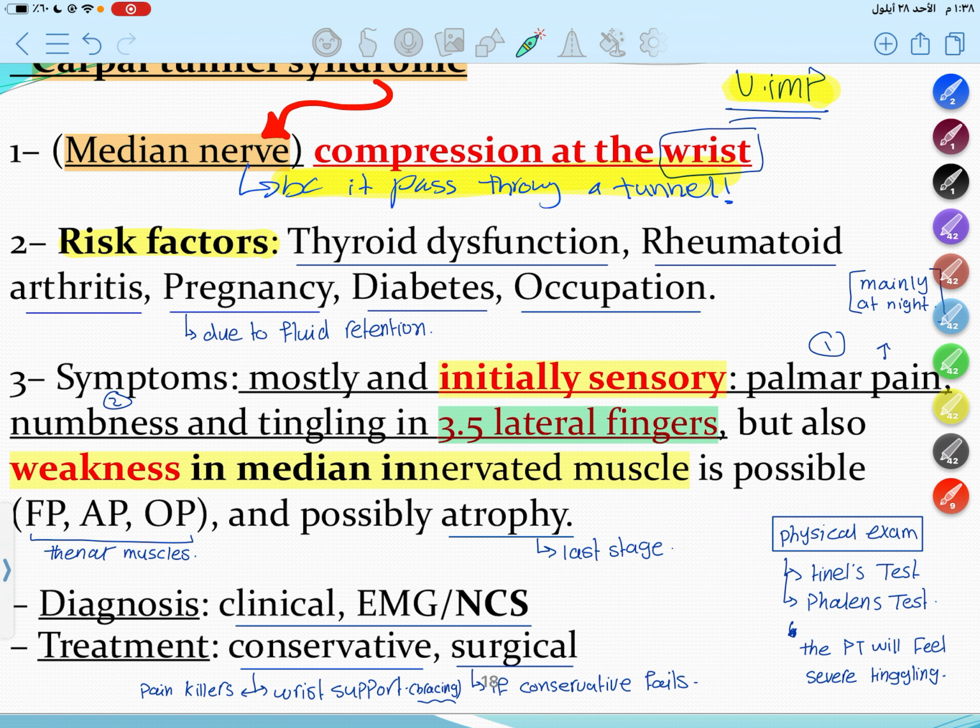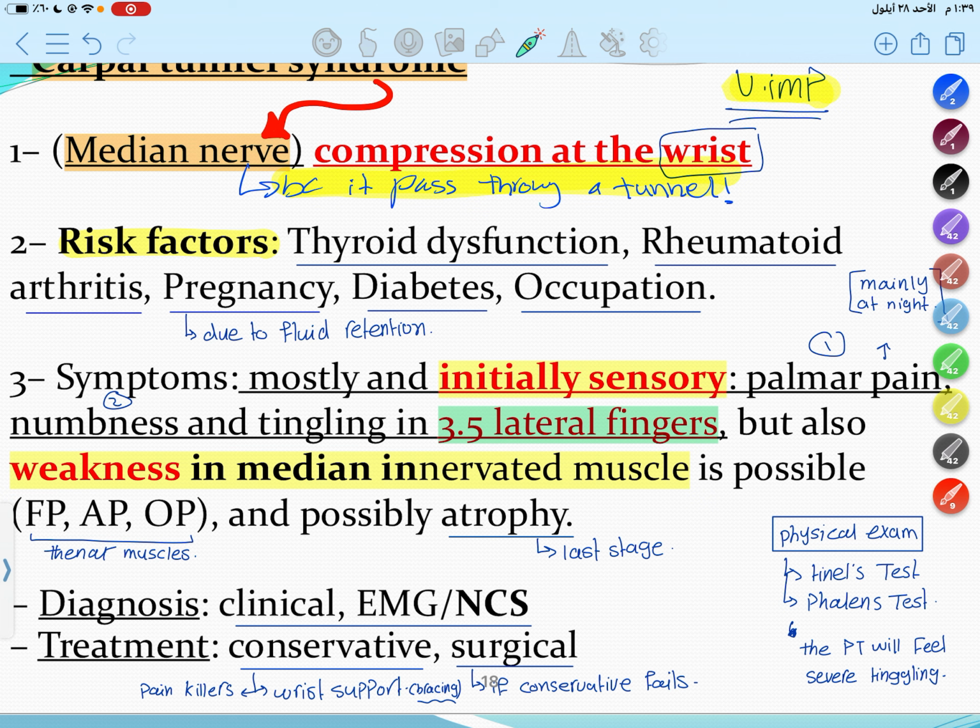Now, also on examination of patients with carpal tunnel syndrome, if the patient extends his wrist and you percuss the wrist, they feel numbness. This is the Tinel sign.